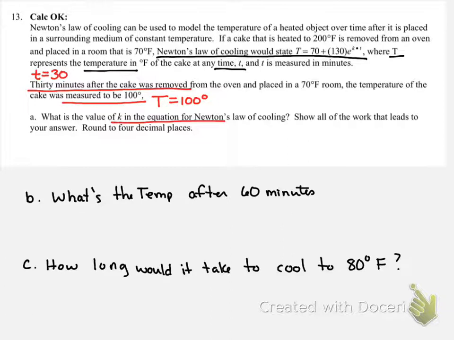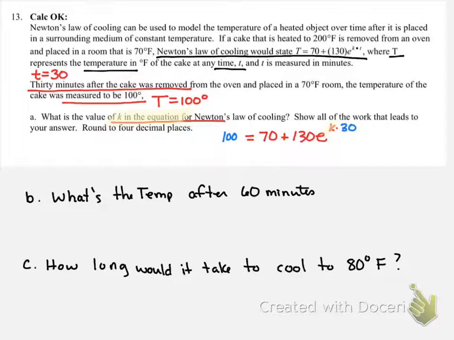Well, we'll start with our equation. T equals 70 plus 130 e to the k times t. And now we can start putting some givens in. They told us T was temperature, and they gave us that as 100. And they also told us t, in this case, was 30. And so now the only thing that's left is this k, and that's what they asked us to solve for. What's the value of k?